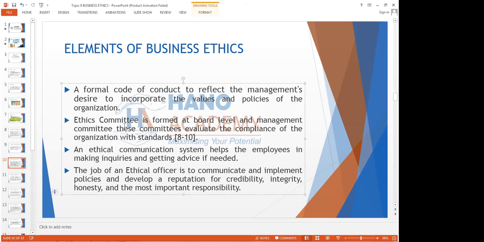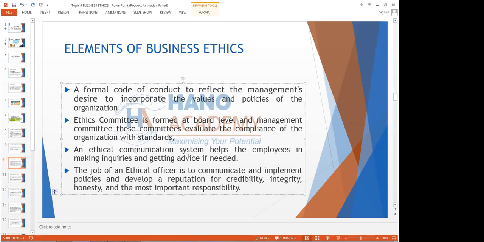Then an ethics committee is formed. There should be an ethics committee formed at board level and management committee level. These committees evaluate the compliance of the organization with standards. These committees within ethics evaluate how people comply with the organization's standards.